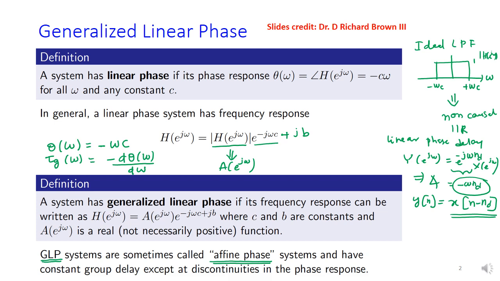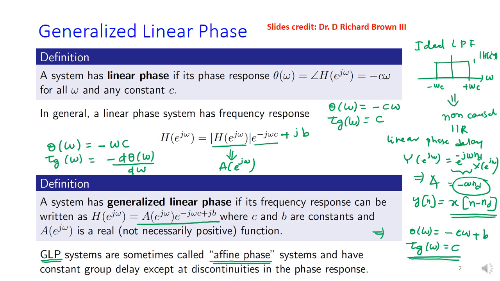For a strict linear phase system, theta of omega is minus c omega, and the group delay is c. Whereas for this system, A of e power j omega into the linear term, theta of omega is equal to minus c omega plus b, but the moment you compute the group delay, it is equivalent to c. So these are essentially constant group delay systems.